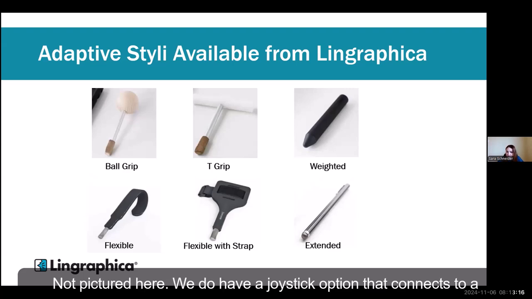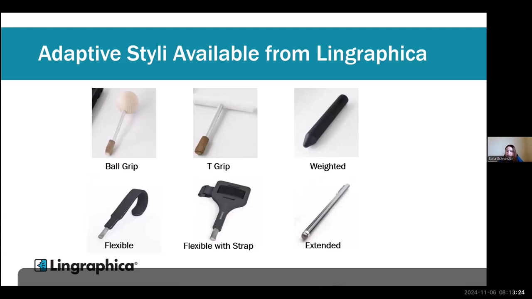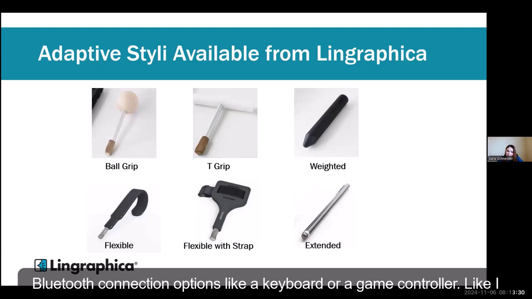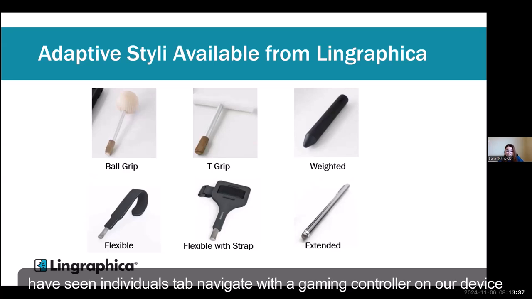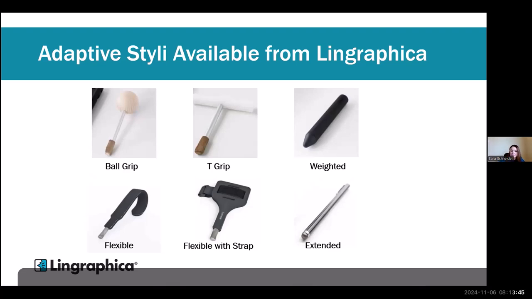Not pictured here, we do have a joystick option that connects to a smoothie button that can tab navigate and crosshair scan. I've also seen device users that use that tab navigation with other Bluetooth connection options like a keyboard or a game controller. Like I have seen individuals tab navigate with a gaming controller on our device as well. So tab navigation is an option to keep in mind.